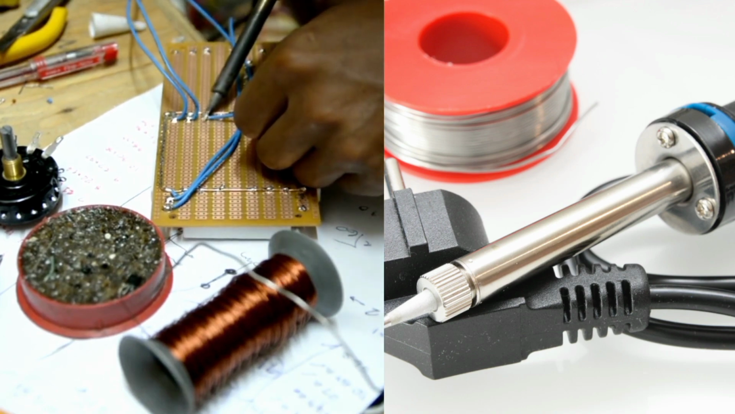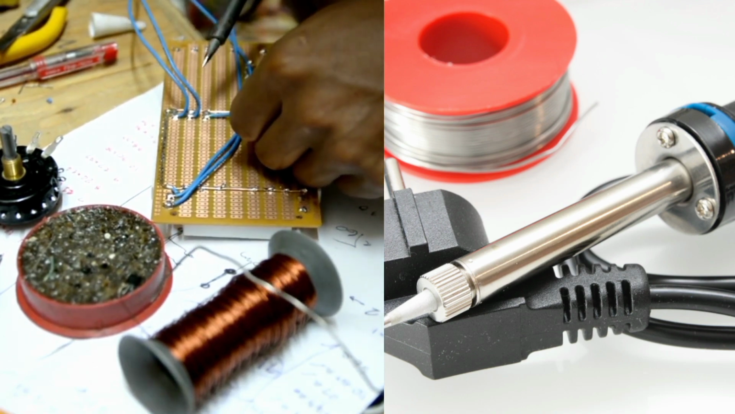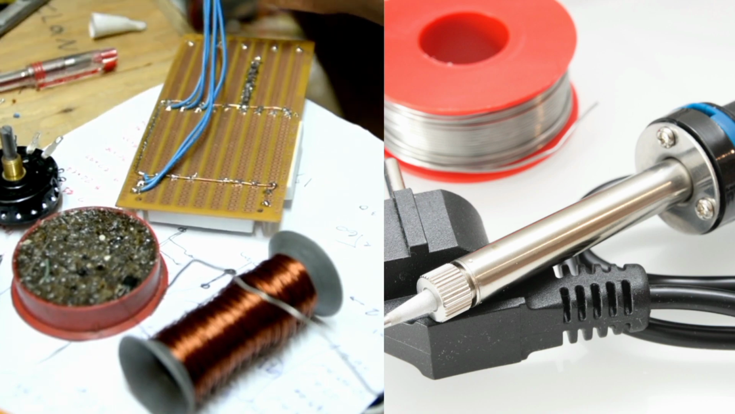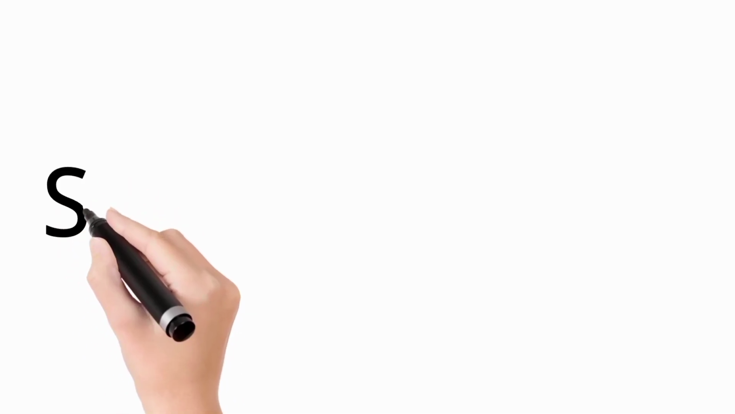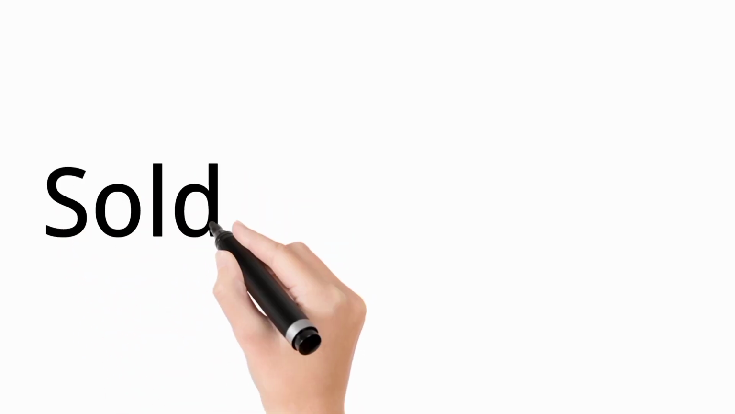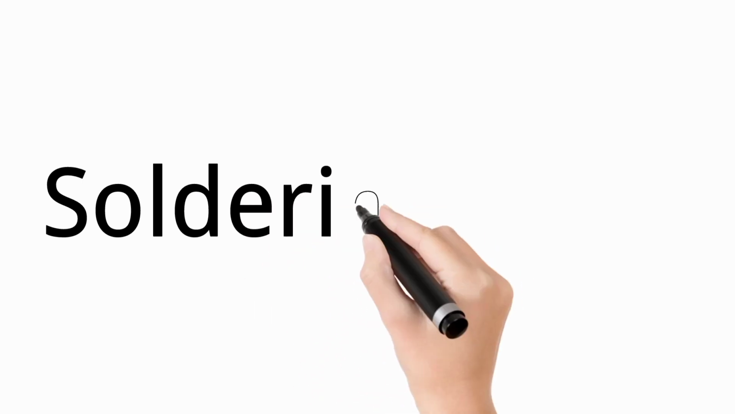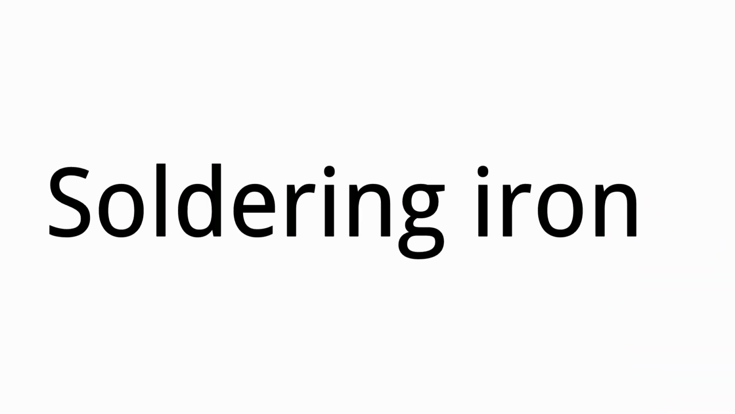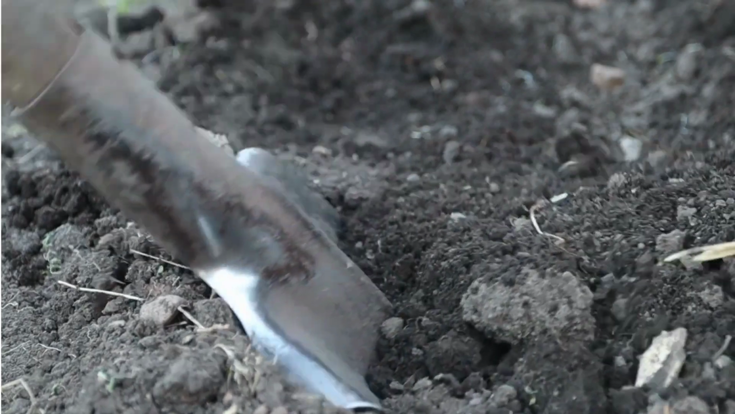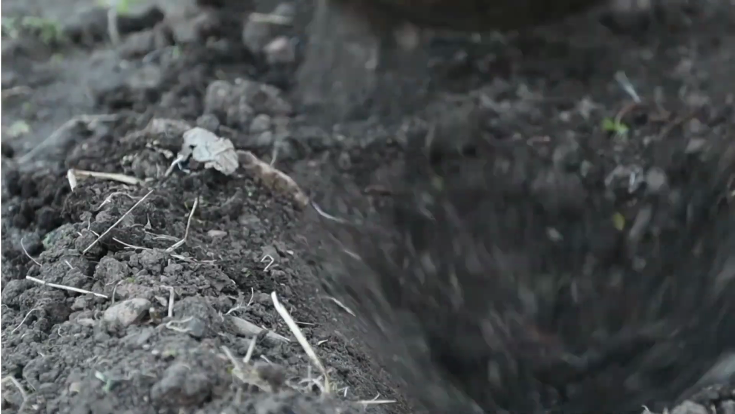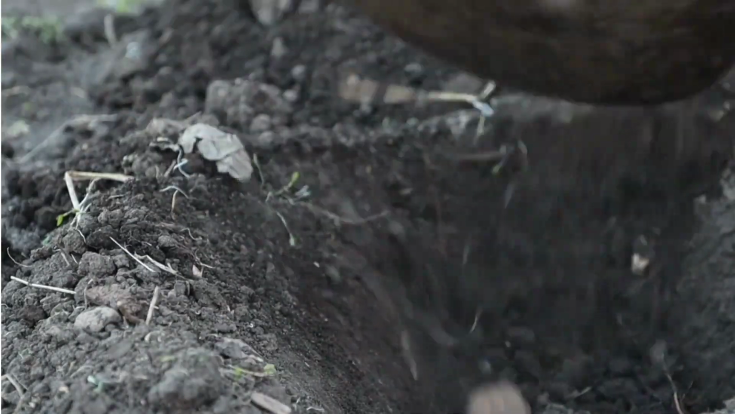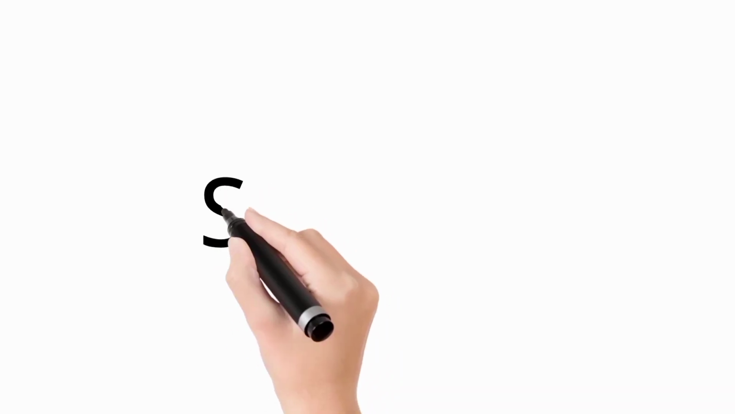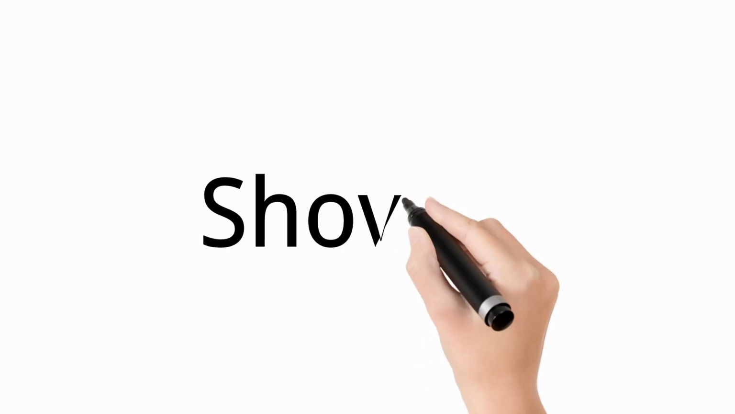This tool is called soldering iron. And now we will discuss spelling of soldering iron. S O L D E R I N G I R O N. This tool is called shovel. And now we will learn spelling of shovel. S H O V E L, shovel.